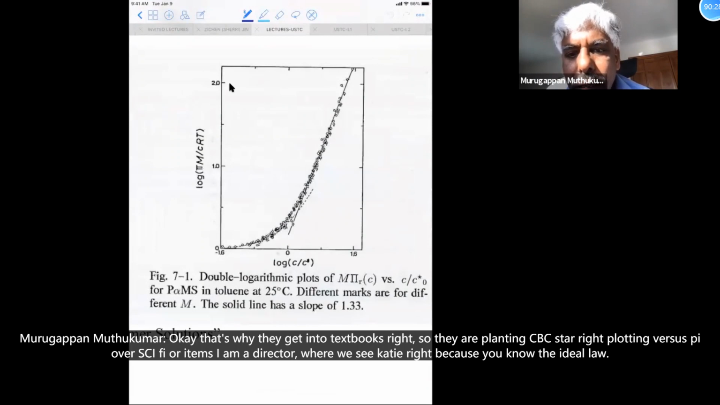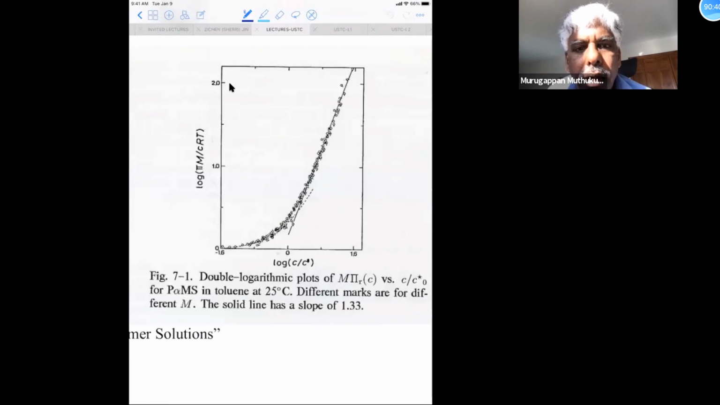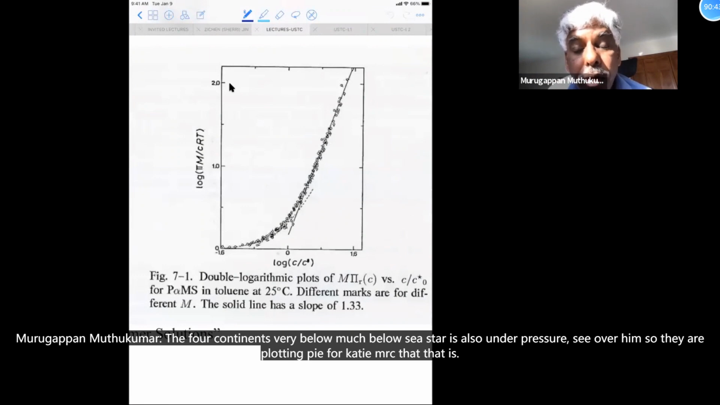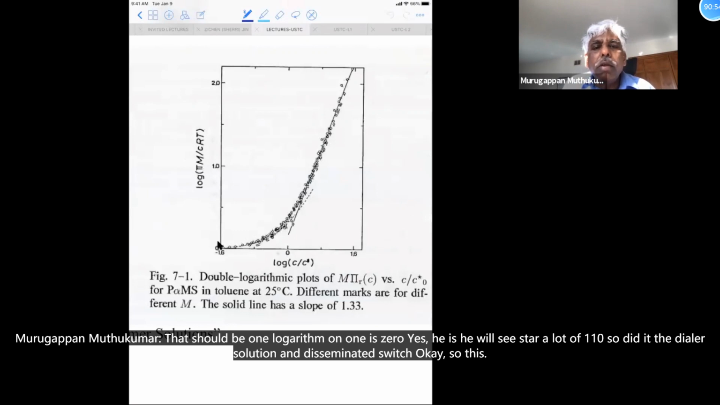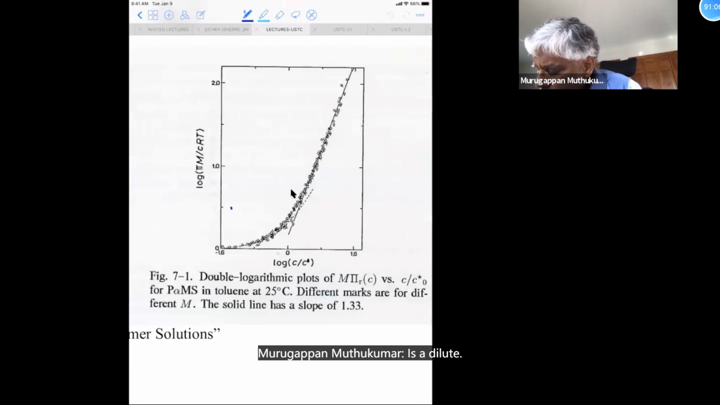So they are plotting C by C star, right? Versus pi over C, pi times M divided by C kT, right? Because you know the ideal law, for concentration much below C star, the osmotic pressure is C over M. So they are plotting pi over kT, M over C. So that should be 1. Logarithm of 1 is 0. Here C is equal to C star, logarithm of 1 is 0. So this is the dilute solution and this is the semi-dilute solution.